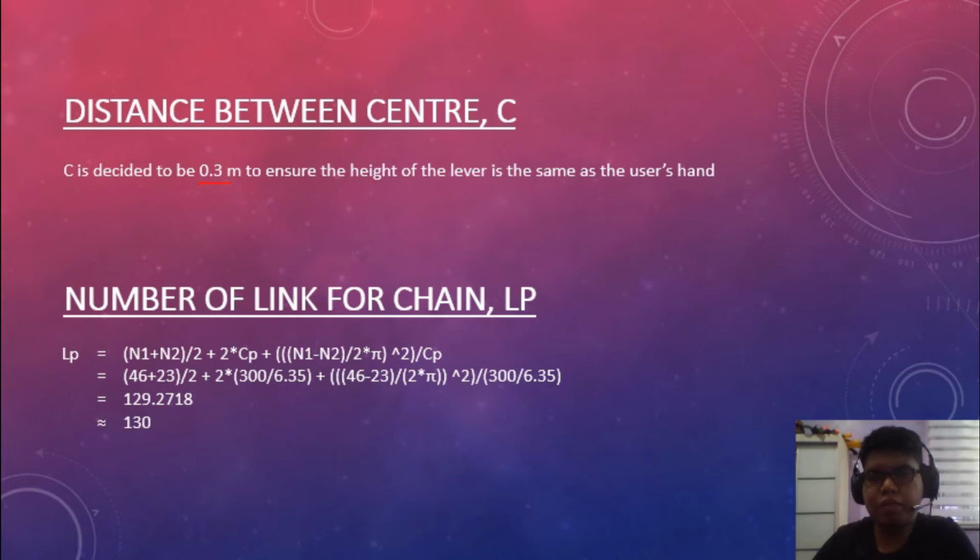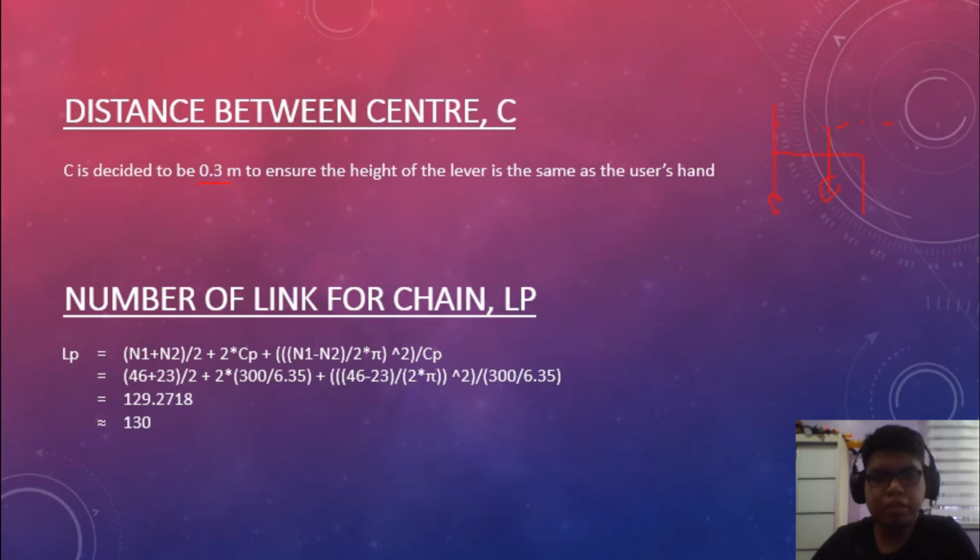One of our members physically measured the distance necessary so that the height of the lever is equal to the user's hand. We consider this as a chair. Basically, we want the lever to be around this height, which is equal to the user's hand. And basically, the distance between the small sprocket and the large sprocket, small will be here, large will be here, is around 0.3 meter. And lastly, we will be calculating the number of links for the chain.